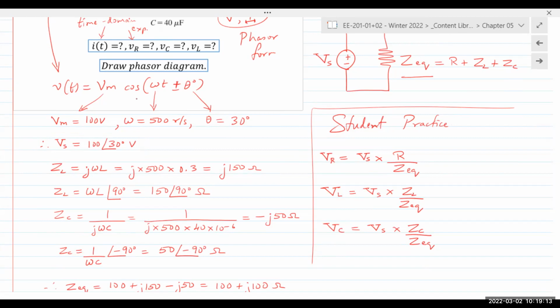Now, we represent the inductor and the capacitor by its complex counterpart. So we use J omega L for rectangular coordinates and omega L with an angle of 90 for the polar coordinates. And the reason I do both at the same time, again, is because of my hesitancy to upgrade to a newer calculator.